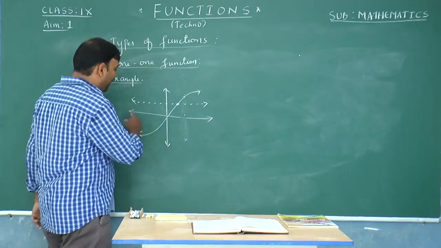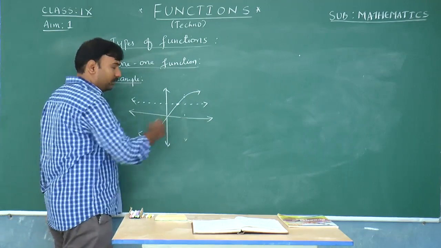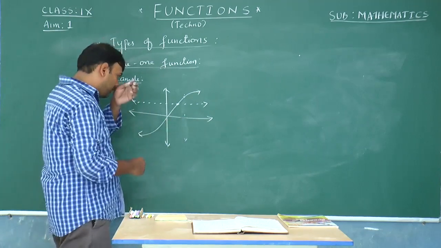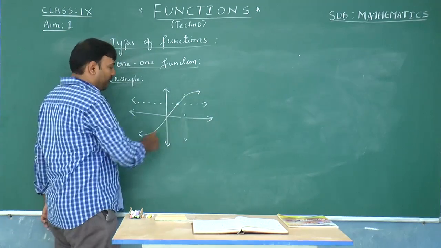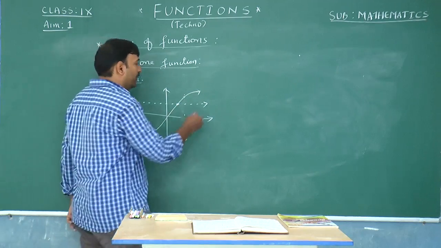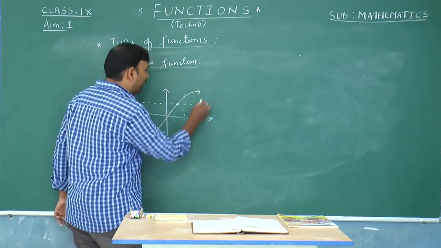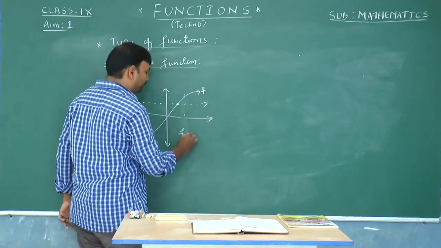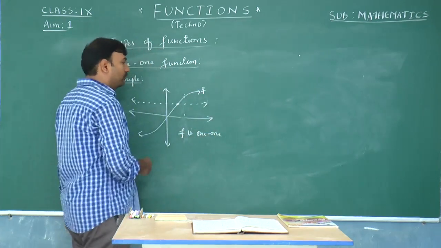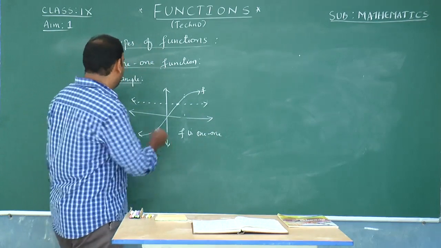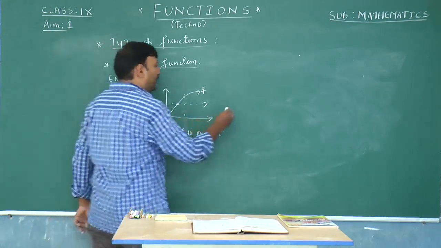So here, anywhere you draw a horizontal line parallel to the x-axis, it is going to meet the curve at the most at one point. Therefore, this particular function is going to represent a one-to-one function. So here you can say f is a 1-1 function. In a similar way, I go with some other example where I give the graph of a function.